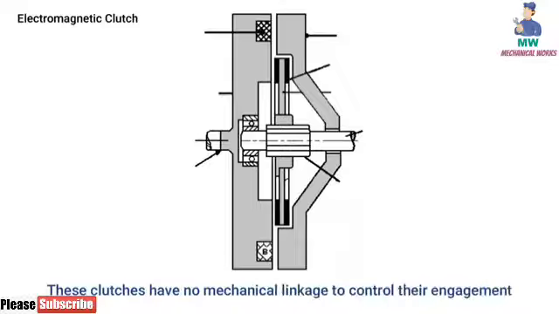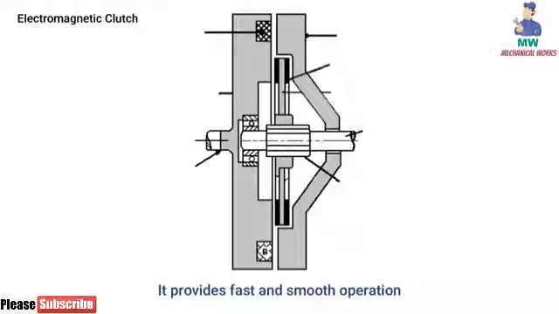These clutches have no mechanical linkage to control their engagement. That's why they provide fast and smooth operation. Electromagnetic clutches are most suitable for remote operation. That means you can operate the clutch at long distance.